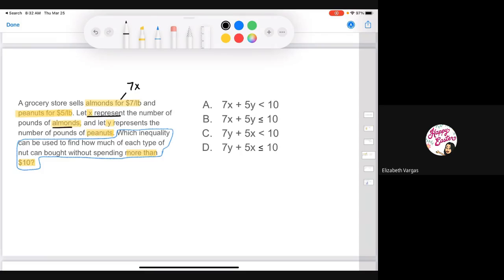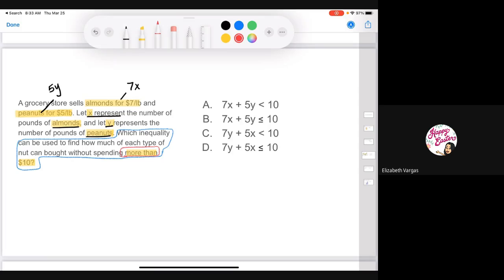X represents almonds. Peanuts, on the other hand, is represented by Y, and that is $5 a pound. So 5Y. Okay? And so what we're looking for is which inequality can be used to find how many of each type of nut can be bought without spending no more than $10. Well, we want to look at this term, no more than.